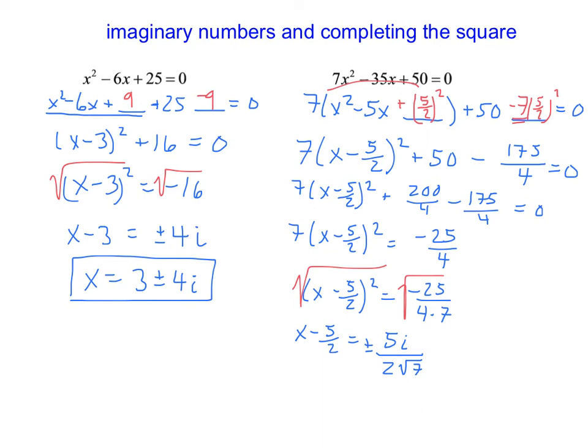Yuck. We could have turned it into 28. Eventually, that would become 2 root 7. Okay, so let's rationalize this. Multiplying both top and bottom there by root 7. That's what we're doing. And we come up with that, still plus or minus, and then we can move the 5 over 2 over and get this lovely number here, 5 halves plus or minus 5 root 7i all over 14. Great stuff.